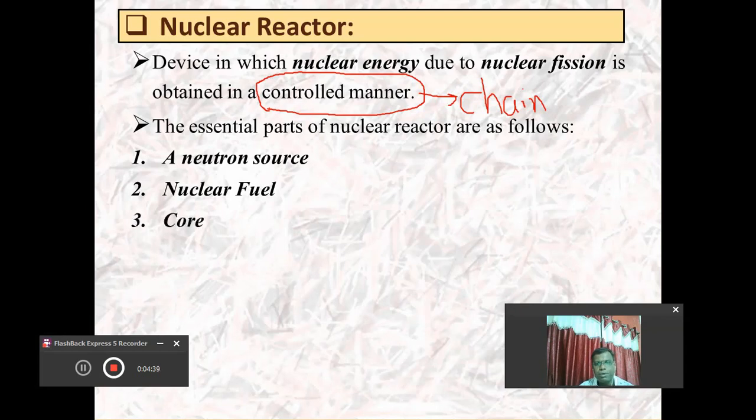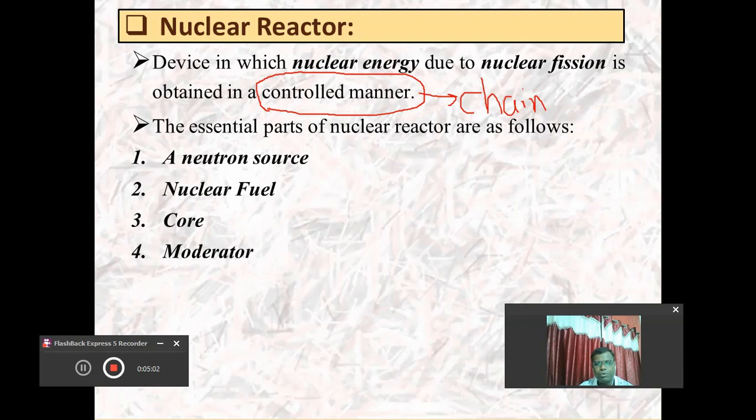The third important part, which is the central part of the nuclear reactor in which the nuclear fuel is placed, is called the core. Definitely it's one of the important parts of the nuclear reactor, in which the nuclear fission is going to take place, and that central part in which the nuclear fuel is placed is called the core.